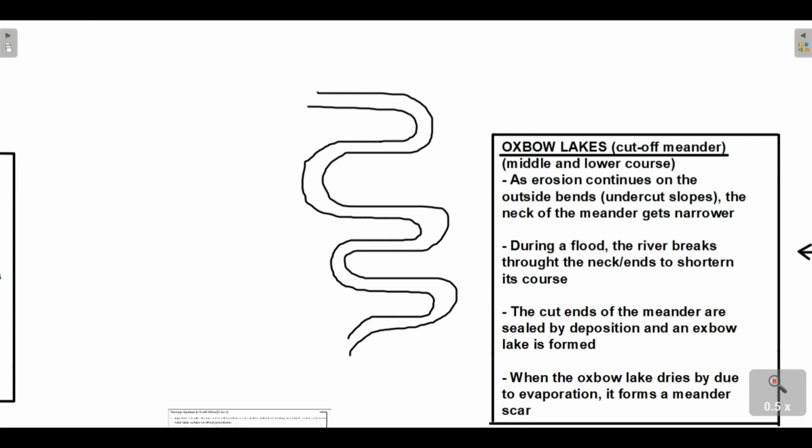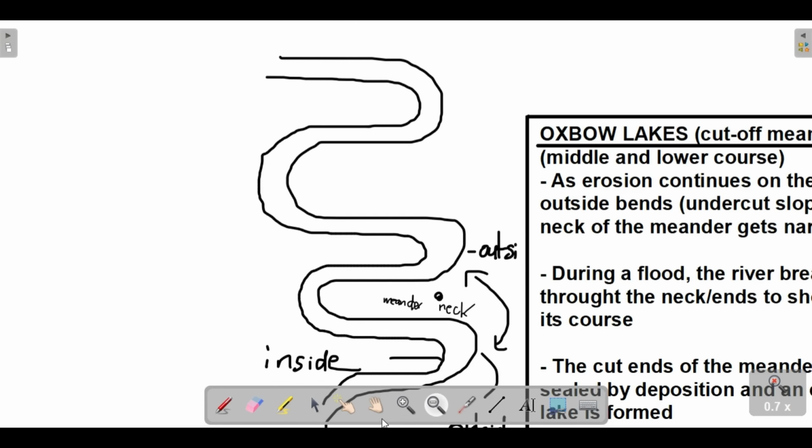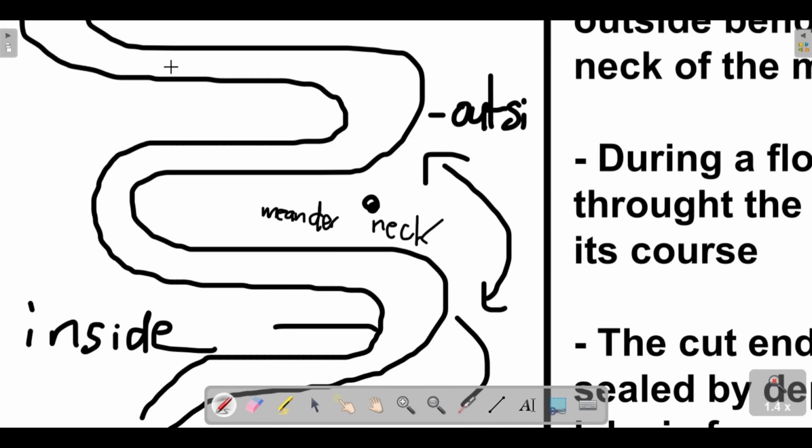A meander, as we know, guys, is characterized by these outside banks and inside banks. Now, the area between consecutive outside banks, so I have that outside bank and the next outside bank on the same side, we call a meander neck. What happens now, as we all know, is that flowing water will erode the outside banks. We'll see deposition on this side and erosion on that side.